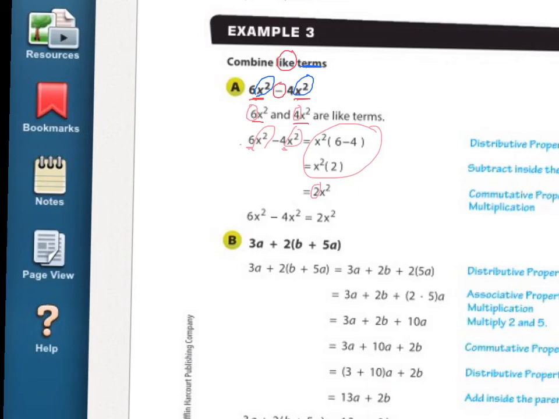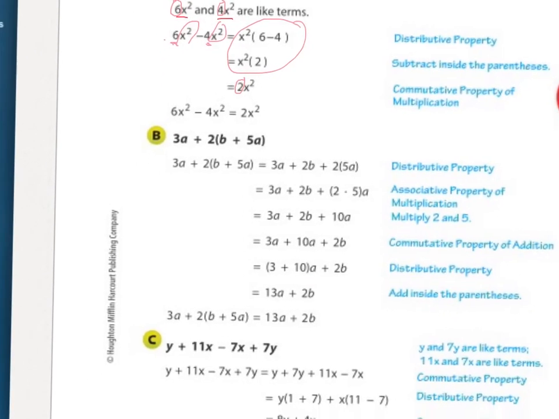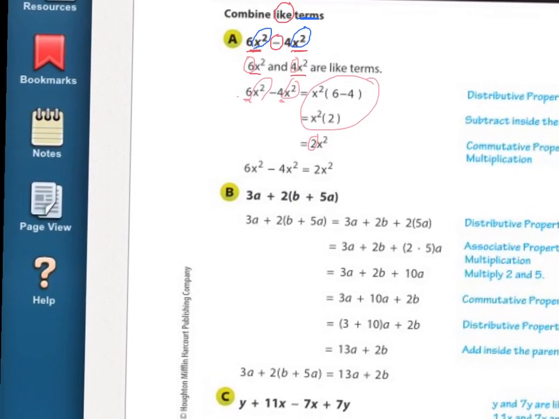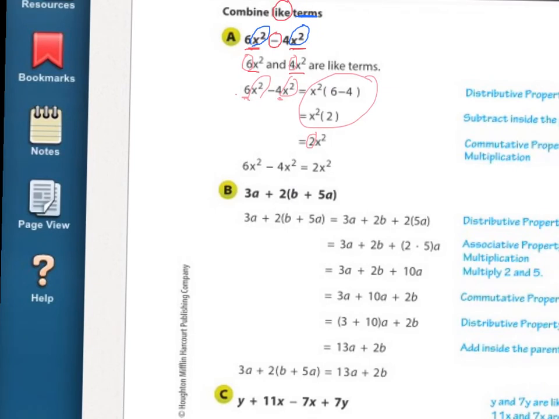Excuse me. For B, oh, I didn't tell you what to write down on that one. Let's look at B. Write down 3a plus 2b plus 5a. And what we're going to use is the distributive property. So we're going to take 2 times b and 2 times 5a. Goodness, I need a drink.